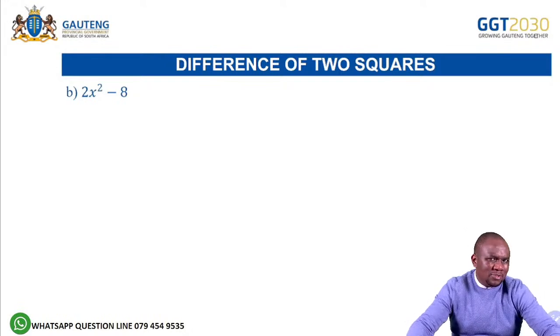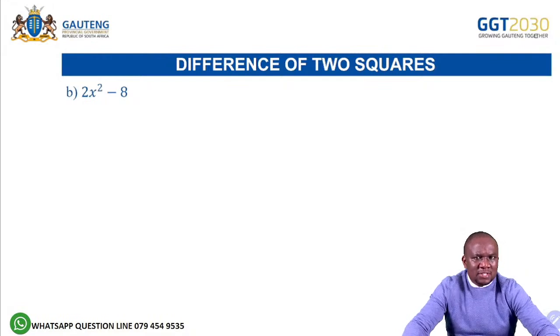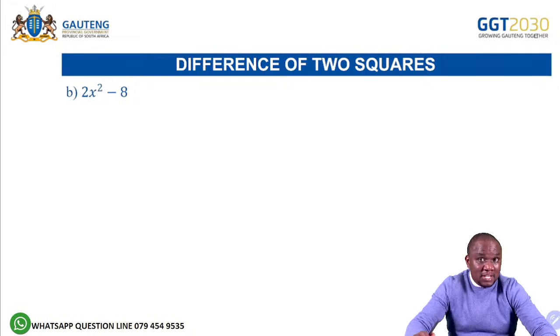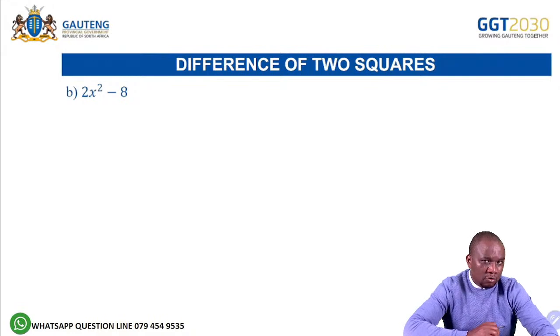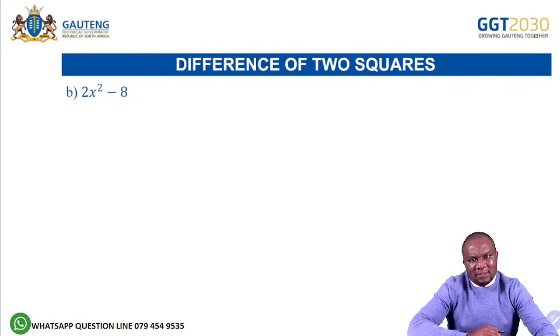But 2x squared is not a square number. 2 is not a square number. 8 is not a square number. So how do we deal with such a thing? But if you check, grade 10s, you see that there is a highest common factor there. These two terms, 2x squared and 8, have a common factor, and the highest common factor there is 2.